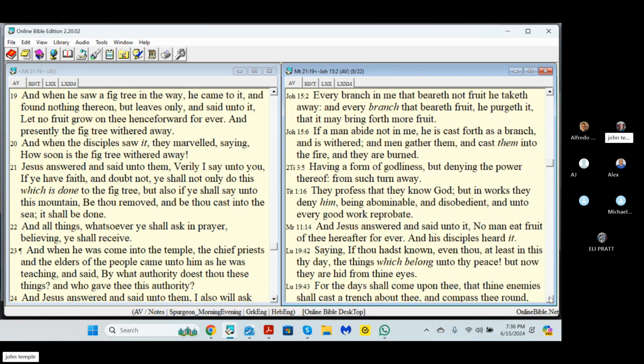Every branch that bears not fruit, take it away. And every branch that bears fruit, he purges it, that it may bring forth more fruit. So if you're getting cut down, it's good, because you'll have more fruit after you get purged. If a man abide not in me, he is cast forth as a branch and is withered, and men gather them and cast them into the fire, and they are burned. And that's the judgment.